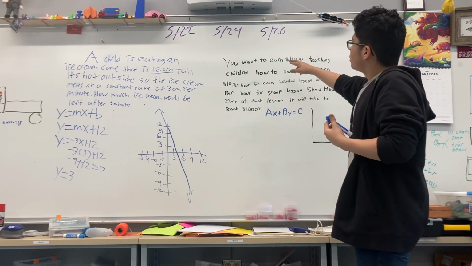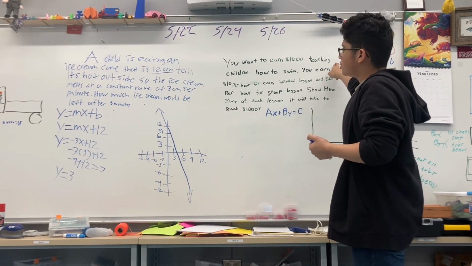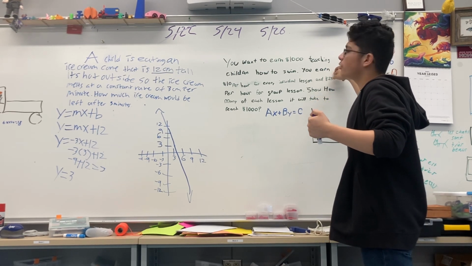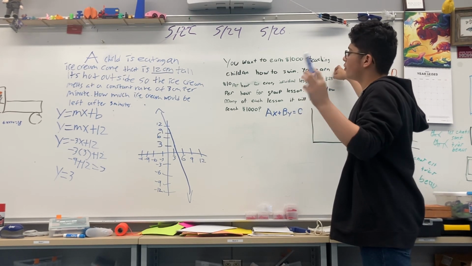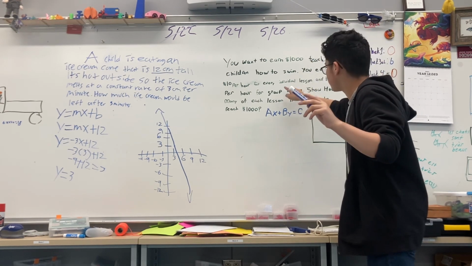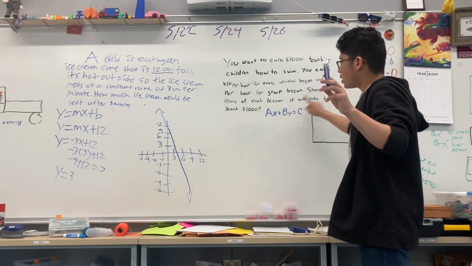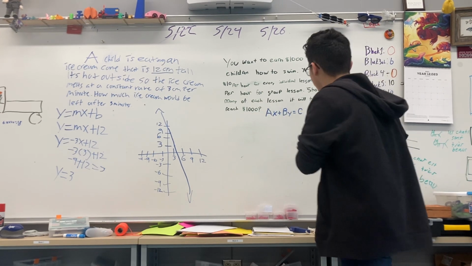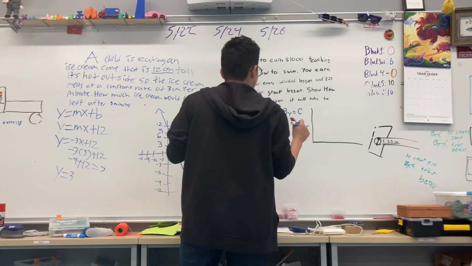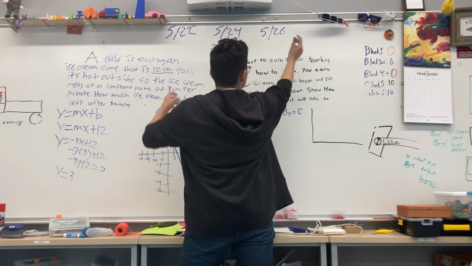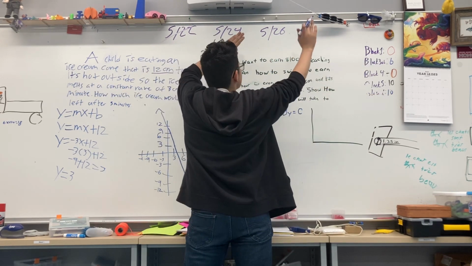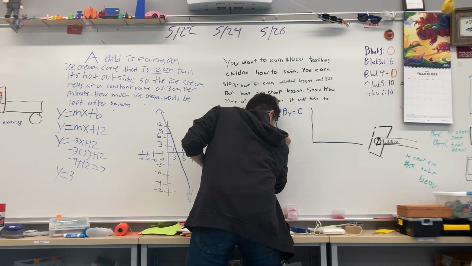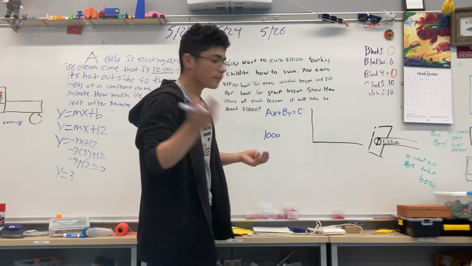You want to earn $1,000 teaching children how to swim. You earn $10 per hour for every individual lesson and $25 per hour for group lessons. Show how many of each lesson it will take to reach $1,000. So now we'll just plug it in. C is the total. So the total is what we want to earn, $1,000.